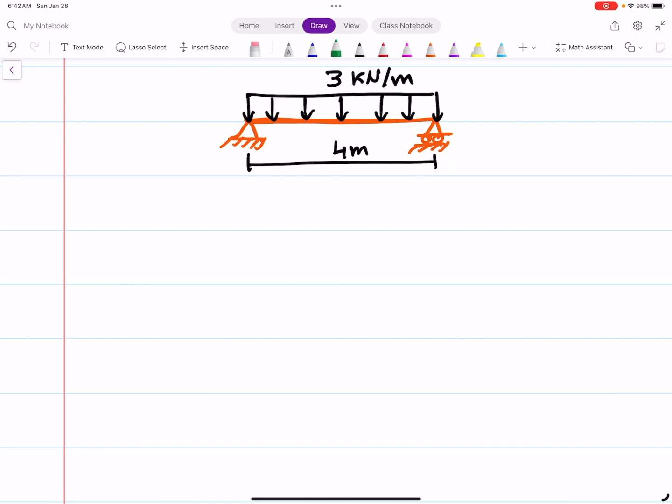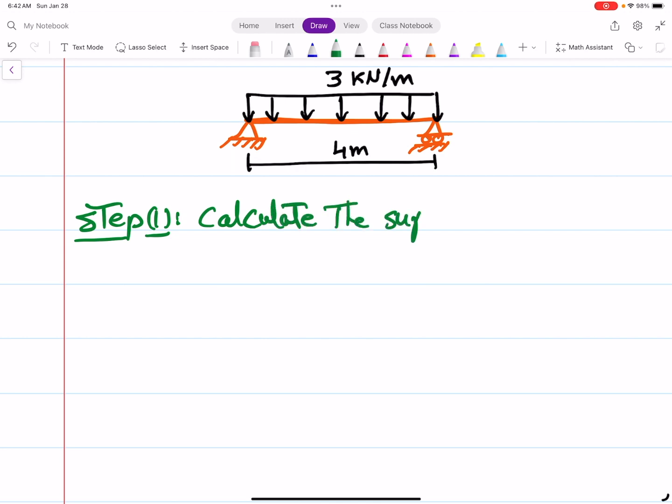As we mentioned in the previous video, we have mainly 3 steps. Step 1 is to calculate the support reactions.